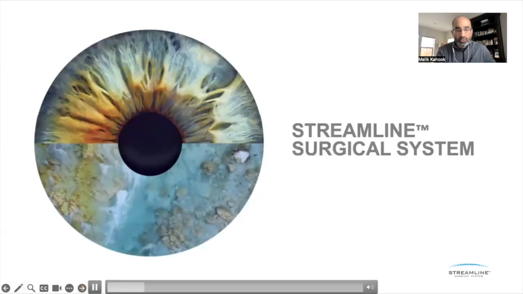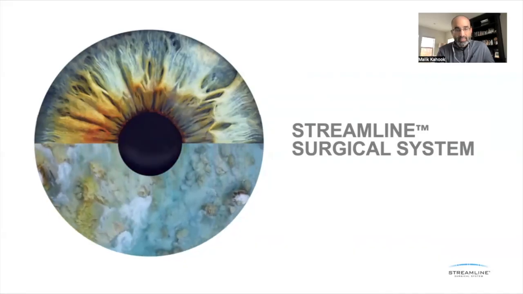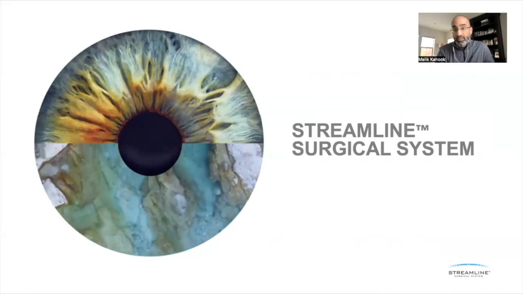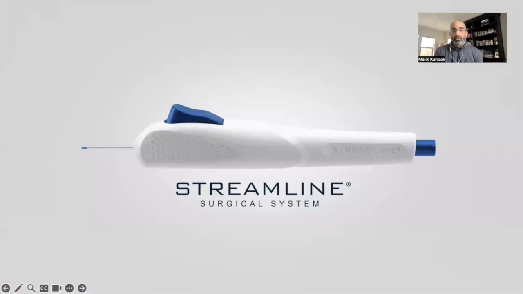So what is the STREAMLINE Surgical System? Let's talk about some of the basics of the device, which I think might be new to most of you in the audience. So let's start off by just showing you a picture of what the STREAMLINE Surgical System looks like. I'm going to use my arrow here to point at some of the important aspects, and then I'll show a video and animation that goes into a little bit more depth.